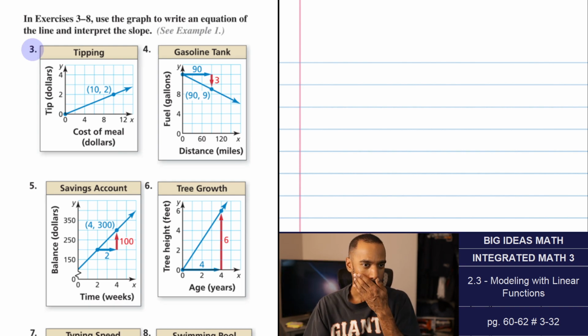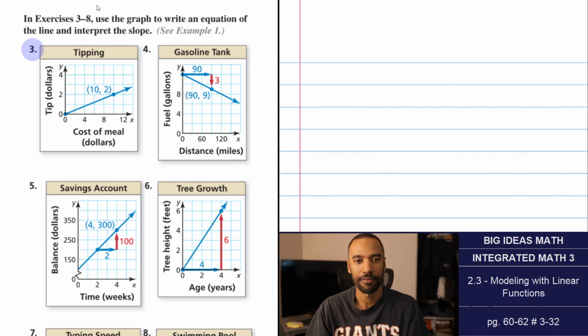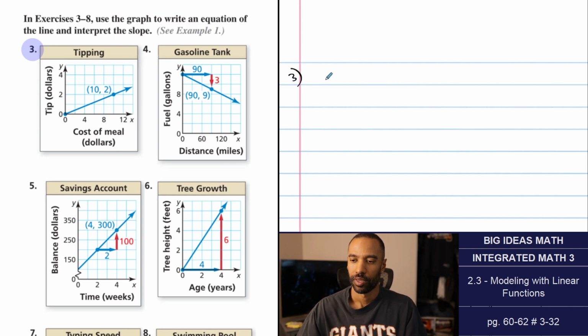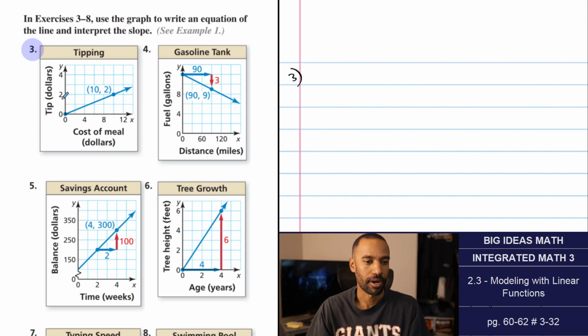Ta-da. Okay, in exercises 3 through 8, use the graph to write an equation of the line and interpret the slope. So on number 3, and I'm going to keep the graph over on that side, but on number 3, we have a point that's 10, 2, that's 10 on x, 2 on y. That's a rise of 2 and a run of 10, though, from 0, 0. You have to remember that that's your origin.